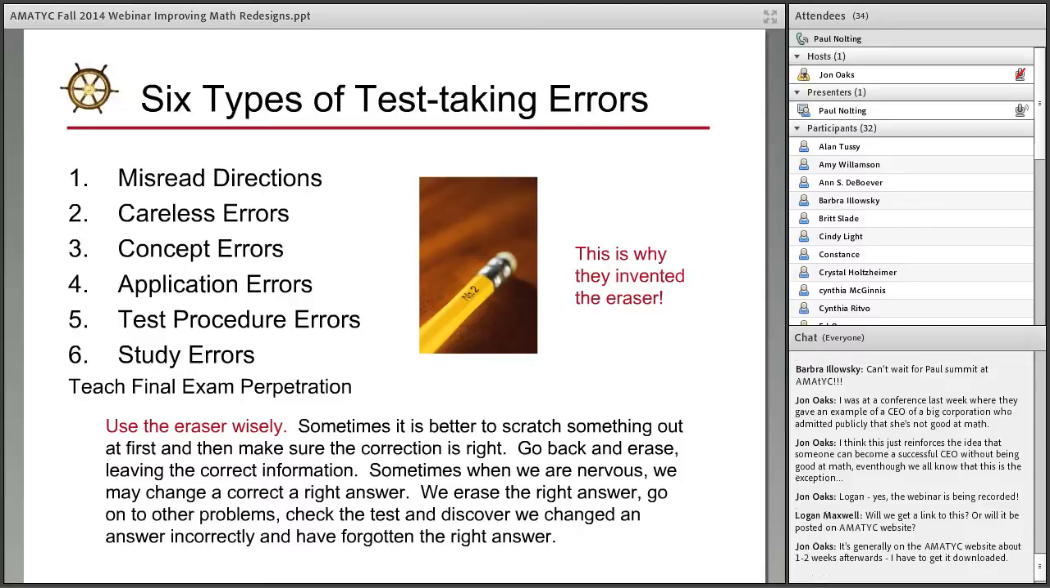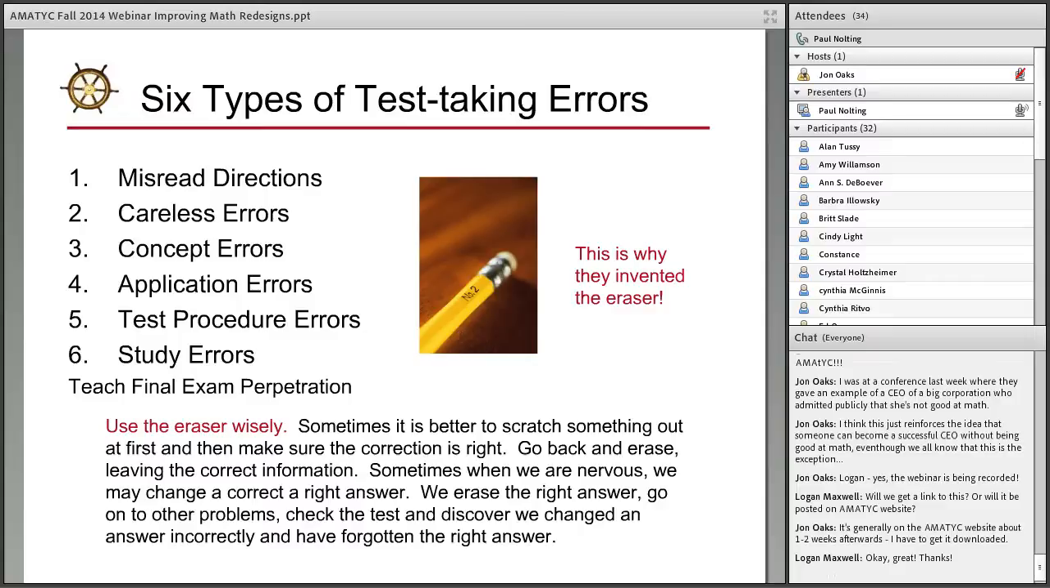How many points here? Missed a direction, careless errors, I just forgot, I dropped a sign. Concept errors, no idea what the heck I'm doing. Application errors, can't do word problems, can't do graphing. Test procedure errors, I got stuck on one problem. My goodness, I got it right. I spent 20 minutes on it, failed the test, got the problem right. Or study errors, the procedure error is I review from the top, but most of my questions are at the bottom. I should review from 20 up.